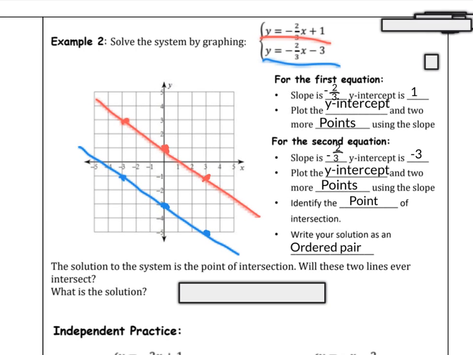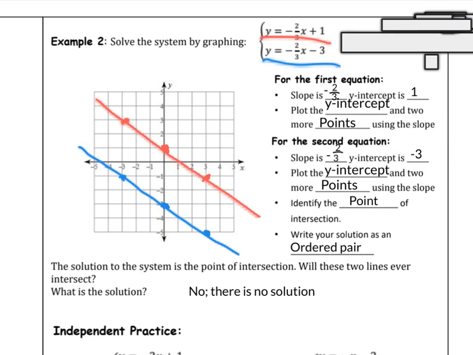It says, the solution of the system is the point of intersection. Will these two lines ever intersect? These actually look like they're parallel. They don't look like they're going to intersect, which means this is actually no solution. Just like we saw at the top, whenever lines never cross, parallel lines, there is no point of intersection, meaning there is no solution.